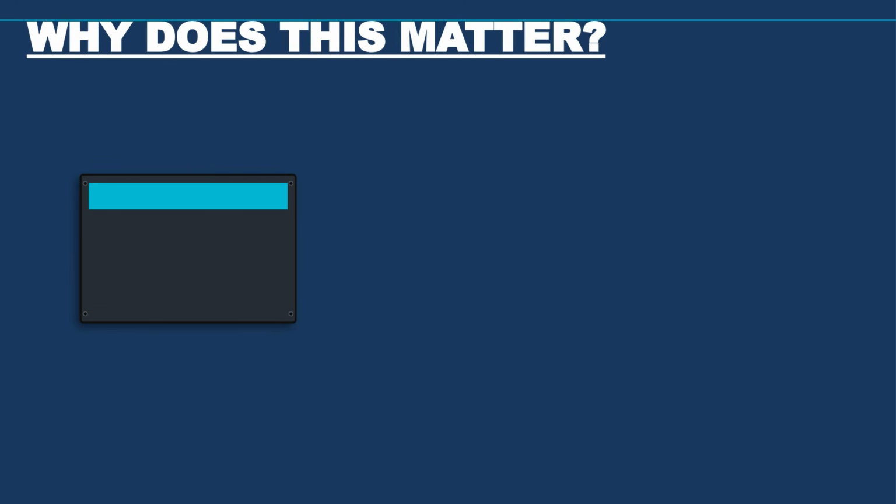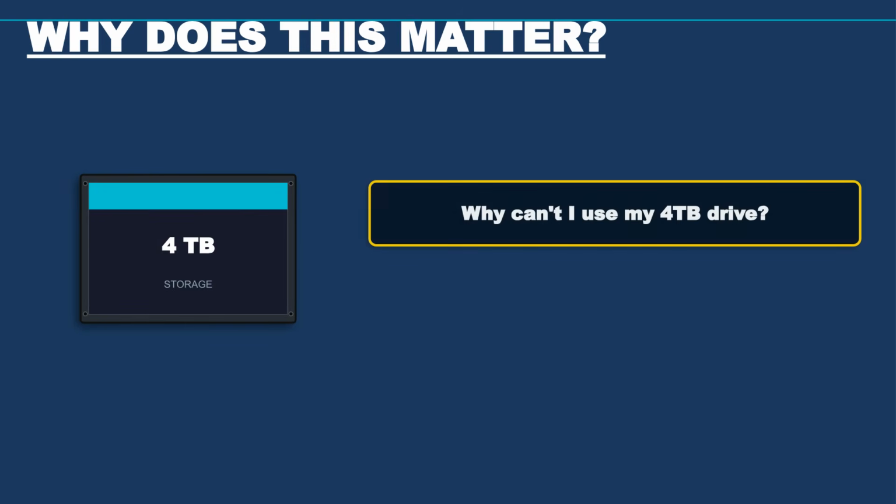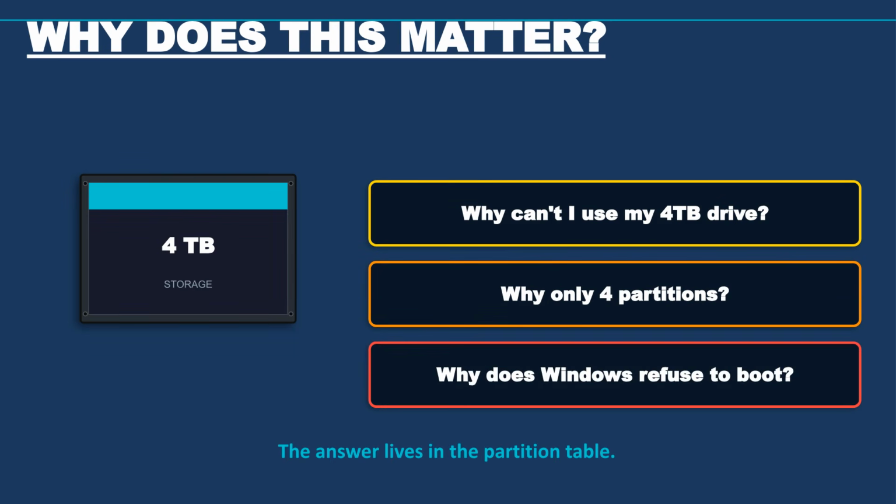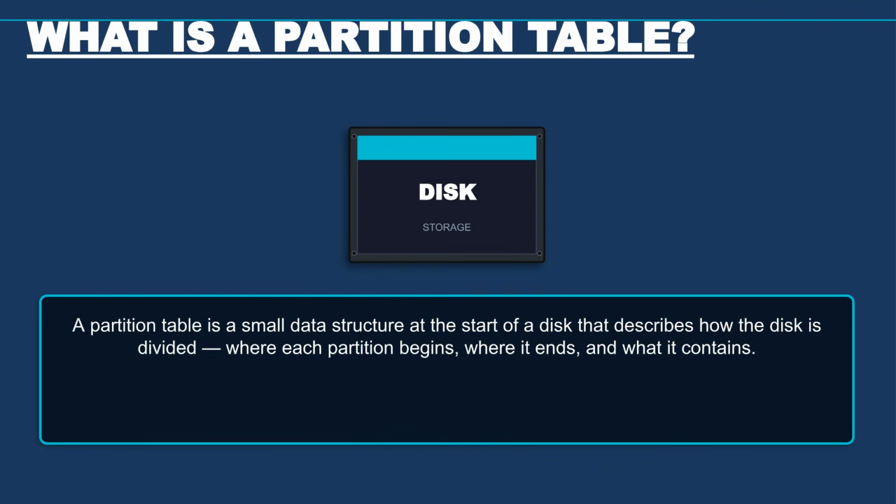It explains why you might encounter issues like not being able to use a large 4 terabytes drive, having a limit of only 4 partitions, or why your operating system refuses to boot. The answer lies in the partition table. A partition table is a small data structure at the start of a disk. It describes how the disk is divided, showing where each partition begins and ends, and what it contains. Without it, the operating system only sees raw sectors, no drives, volumes, or file systems.